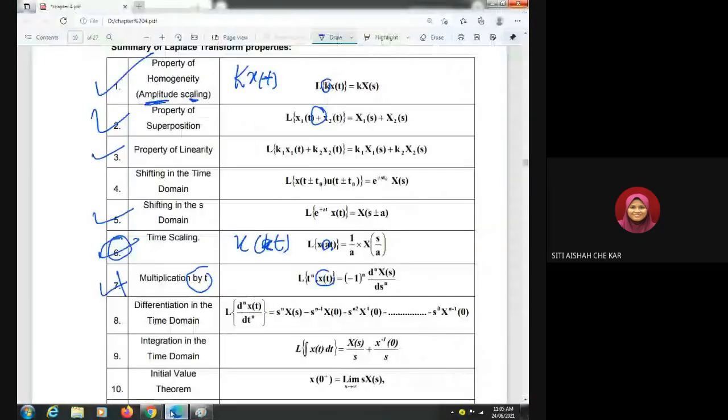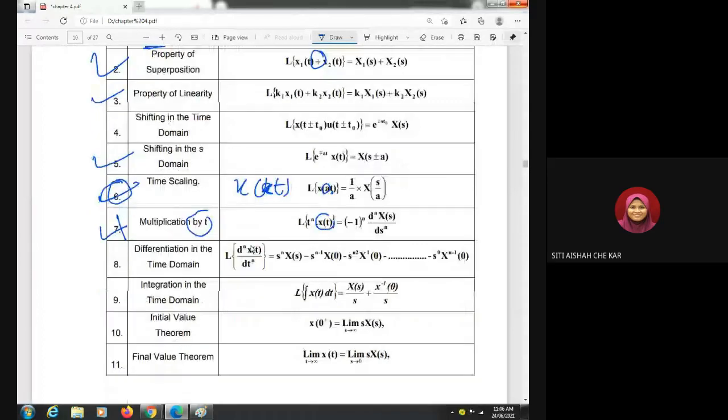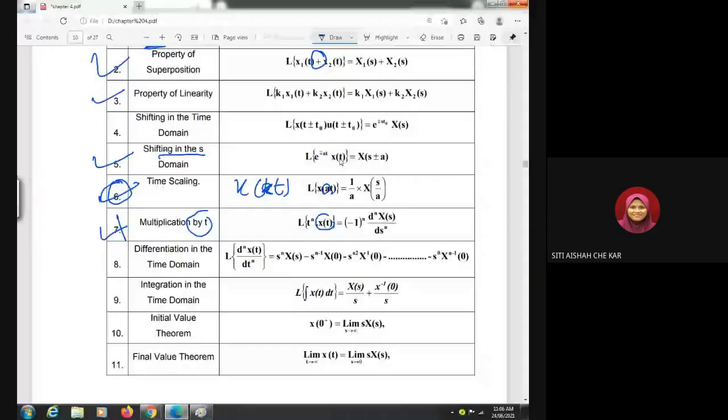So you boleh guna properties yang lain lah. Whether you gonna use yang ni kita dah belajar, shifting in time domain. So you boleh guna properties ni. That means any xt if multiply with exponent, dekat mana ada s kena tambah a. Yang ni kita belajar kan? Okay, so kita apply kat sini.